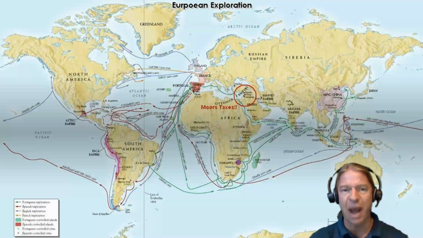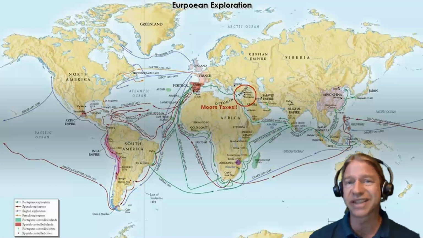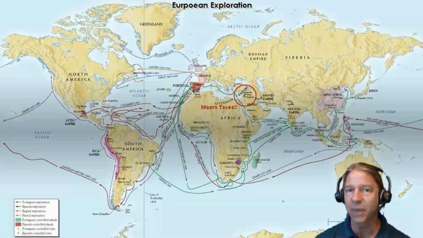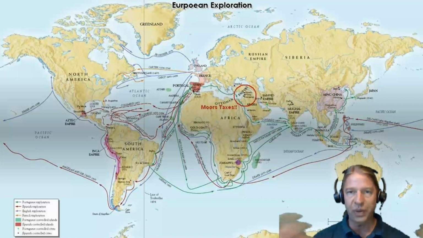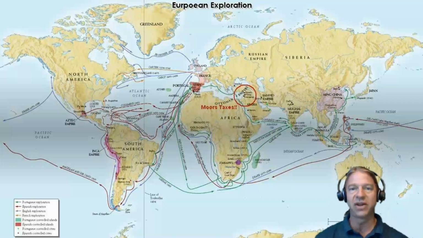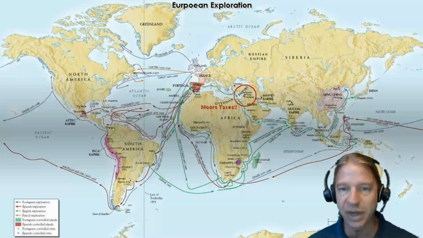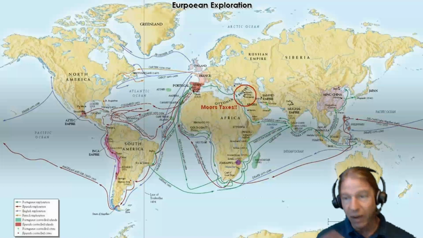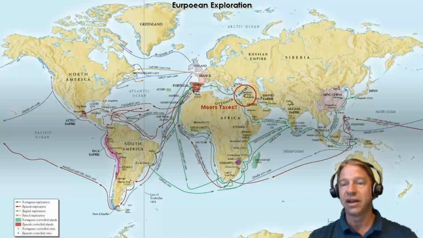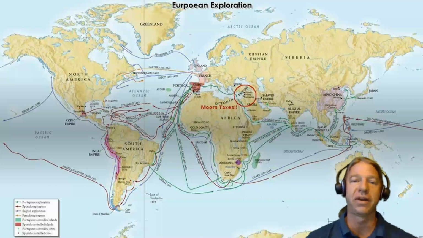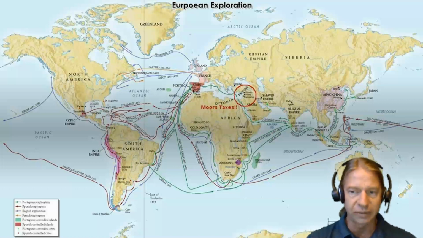Our reading this week from Patterns of World History is chapters 16 and 18. Our subject for this week is European exploration and the development of what is sometimes called the Columbian Exchange, as well as interactions between the Islamic Ottoman Empire and Western Europe as well.